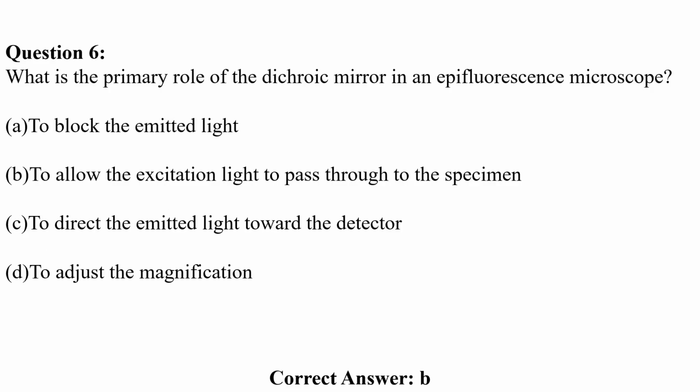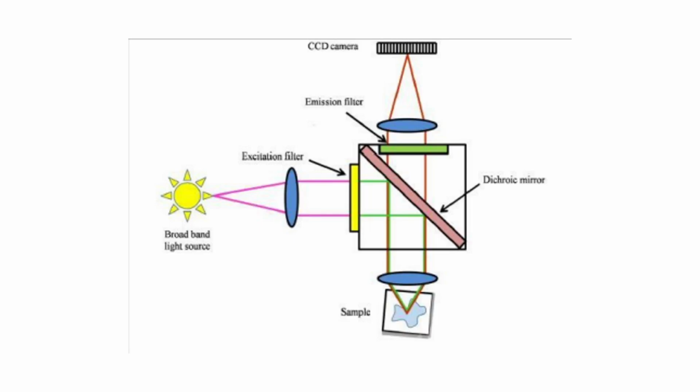Okay, so a dichroic mirror is used so that one type of wavelength will reflect but another type of wavelength will pass. Once the wavelength passes through the dichroic mirror, it can directly reach the emission filter or whatever detector camera will be there. It can reach the detector and we can see the photograph.